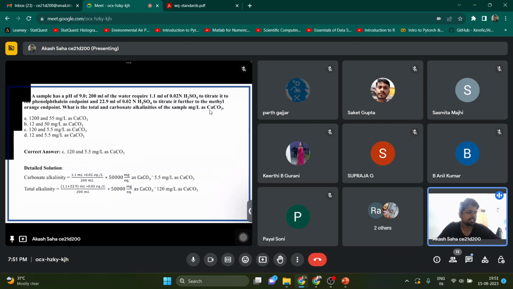The next one talks about the total alkalinity. For total alkalinity, we require 1.1 ml, which is till you reach the phenolphthalein endpoint, plus another 22.9 ml. Everything remains the same, but only the total volume of acid changes. So we have 1.1 plus 22.9. Rest all things will be the same because these are just for the conversion of the unit. Like this way we will calculate the carbonate and the total alkalinity. I hope it is clear.